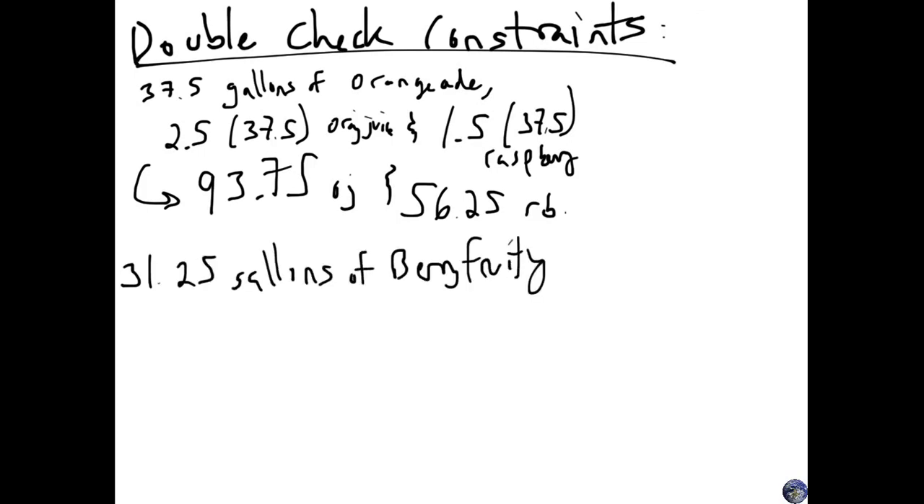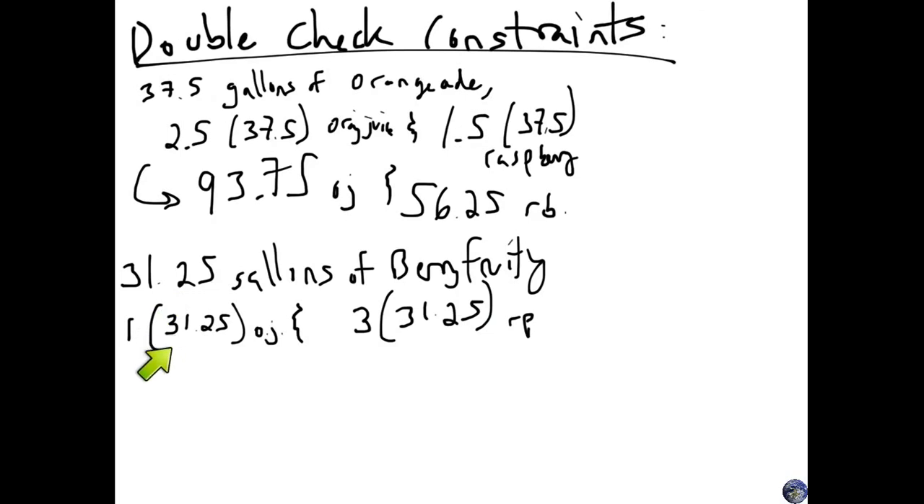So remember, we were supposed to be making 31.25 gallons of berry fruity. Well, back in the problem, it said that if you want to make berry fruity, it's 3 quarts of the raspberry juice, and we're making 31.25 gallons of it. So it's 3 times 31.25 altogether just of the raspberry juice. But don't forget, it also takes some orange juice too. So it took 1 quart of orange juice for every gallon we make of berry fruity. So that's 31.25 gallons we're making. So altogether, it's going to take, just from the berry fruity, 31.25 quarts of orange juice and 93.75 quarts of raspberry juice. So do we actually have enough?